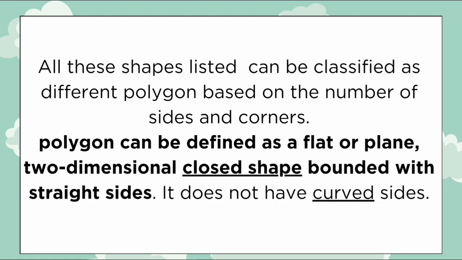So polygon itself can be defined as a flat or plane two-dimensional closed shape bounded with a straight line. Note that polygon does not have any curved side.